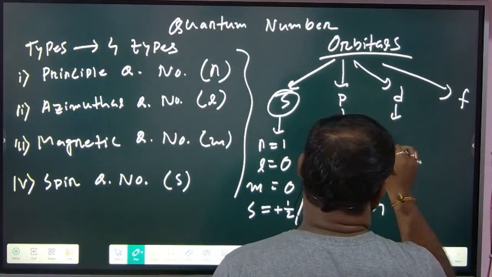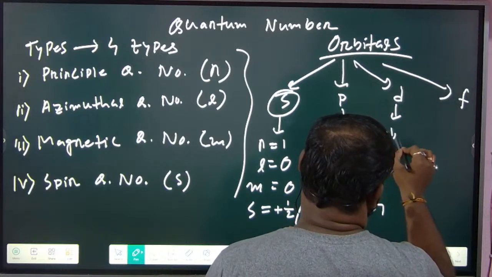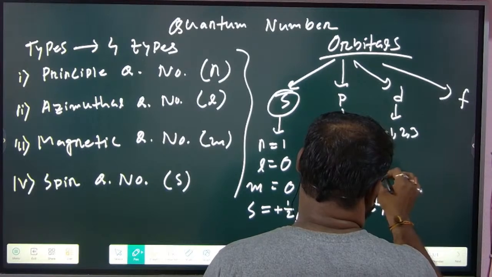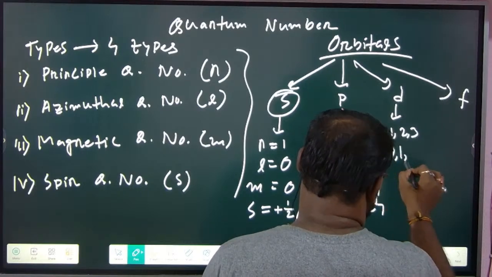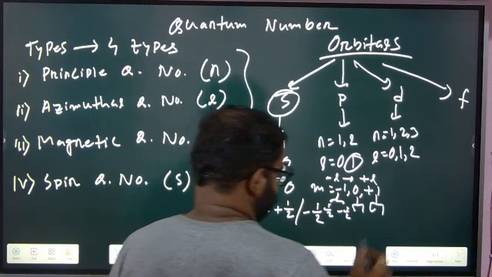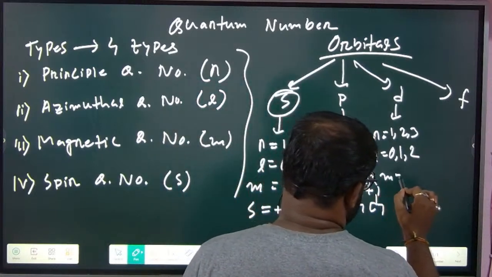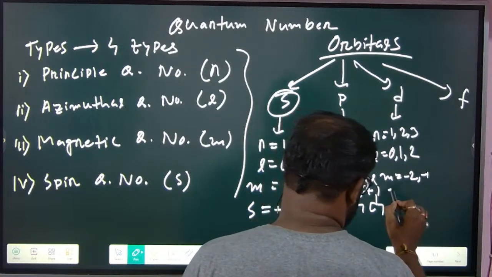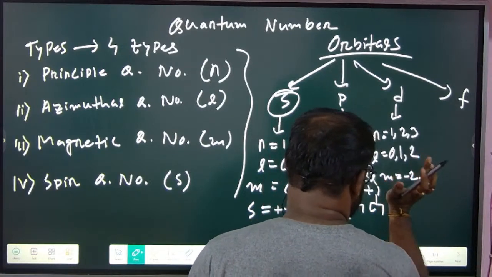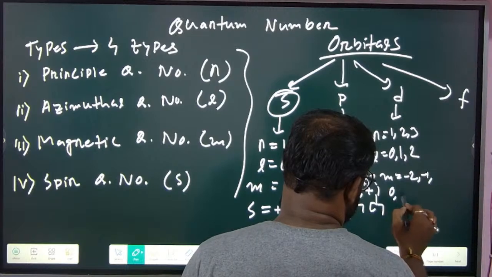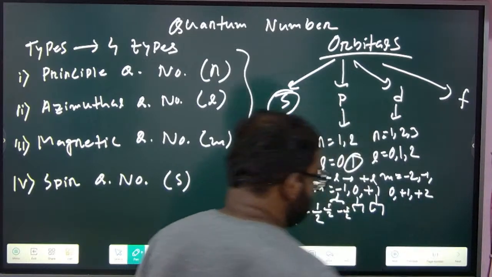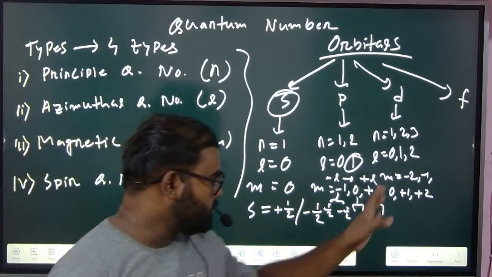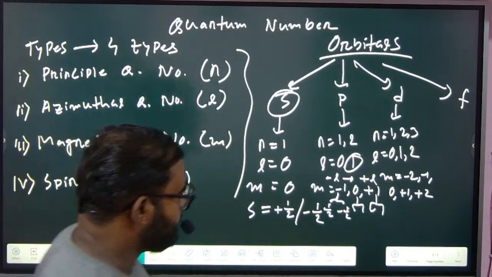For d orbital, we have n equal to 1, 2, 3. So L should be like that: 0, 1, 2, and M is minus 2, minus 1, then 0, plus 1, plus 2, and for all the values of M, we have two values of S, which are plus half and minus half.